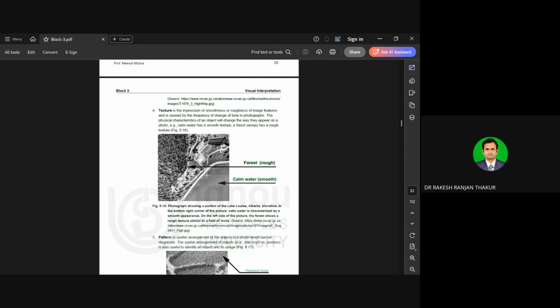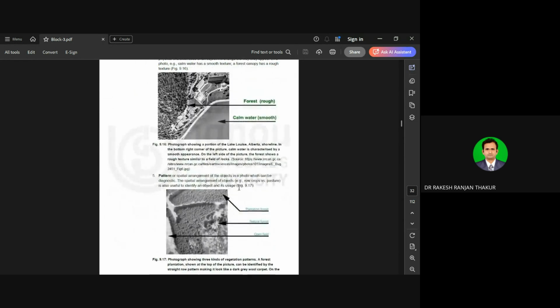But on the other hand, there is an extensive forest cover. So the tree species have a rough texture. So based on this texture also, we are able to differentiate different items or different features of the earth surface, right?